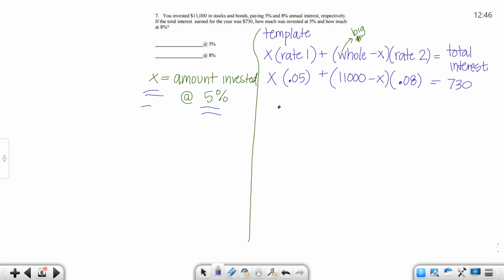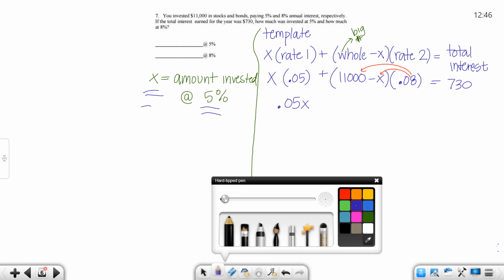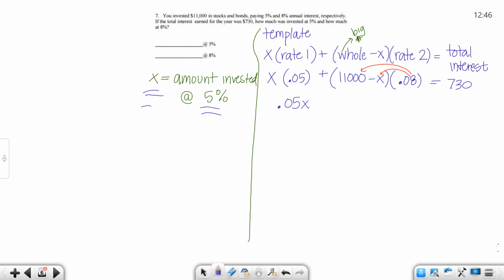So when we're solving this one out, we have 0.05x. For this middle part, I'm going to distribute. So I have 11,000 times 0.08, which gives me 880. I just multiplied that out in my calculator, 11,000 times 0.08. Looking at the next one, that's a minus 0.08x, and that equals 730.